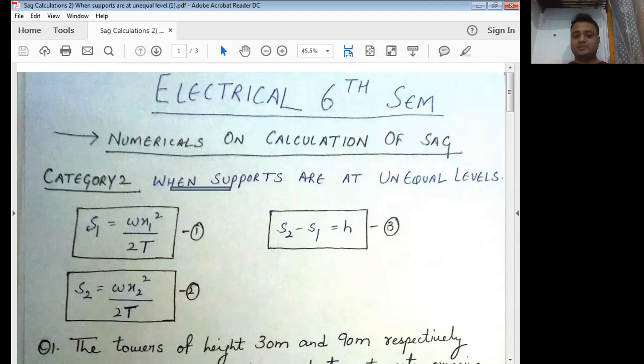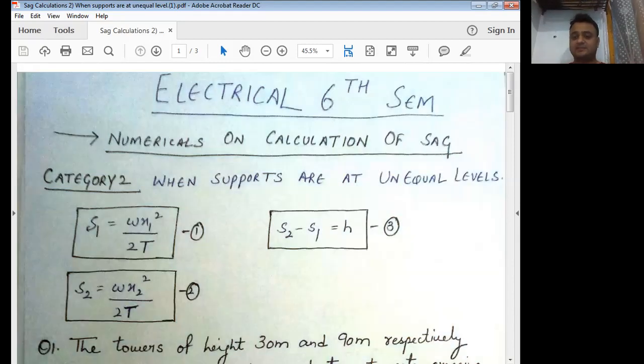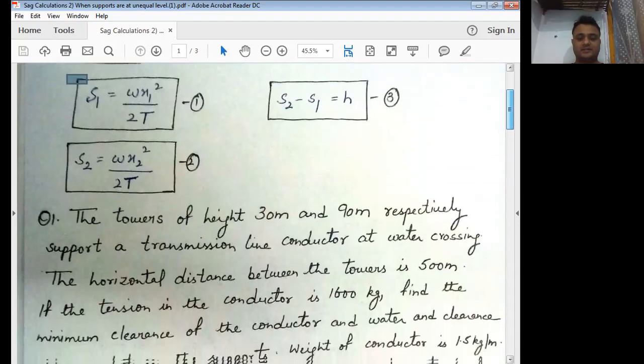So when the supports are at unequal levels, before starting this numerical, as we had discussed theoretically, I am revising the main formulas which can be used while solving the numerical. The sag S1 is calculated as S1 equals W X1 square divided by 2T, and S2 can be calculated as W X2 square divided by 2T, and the difference between the two sags is the height of the conductor. So let us start with the numerical.